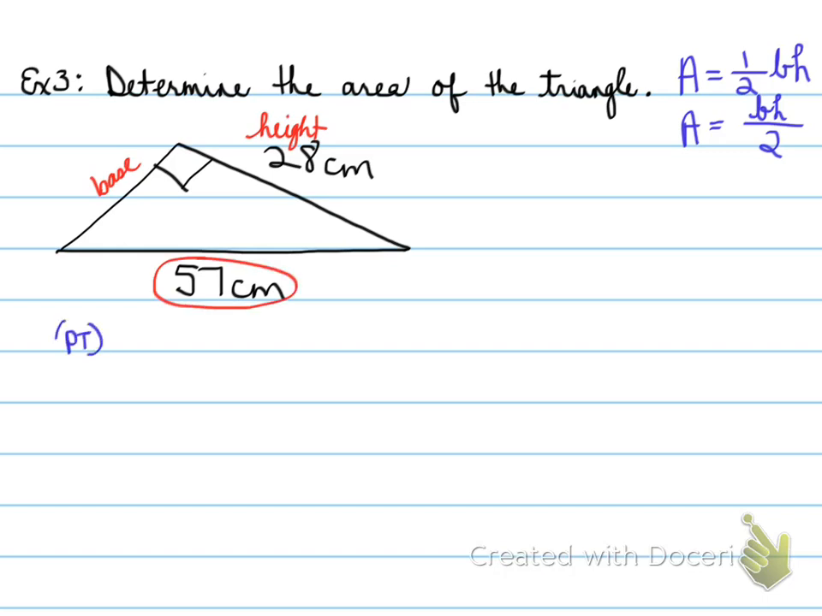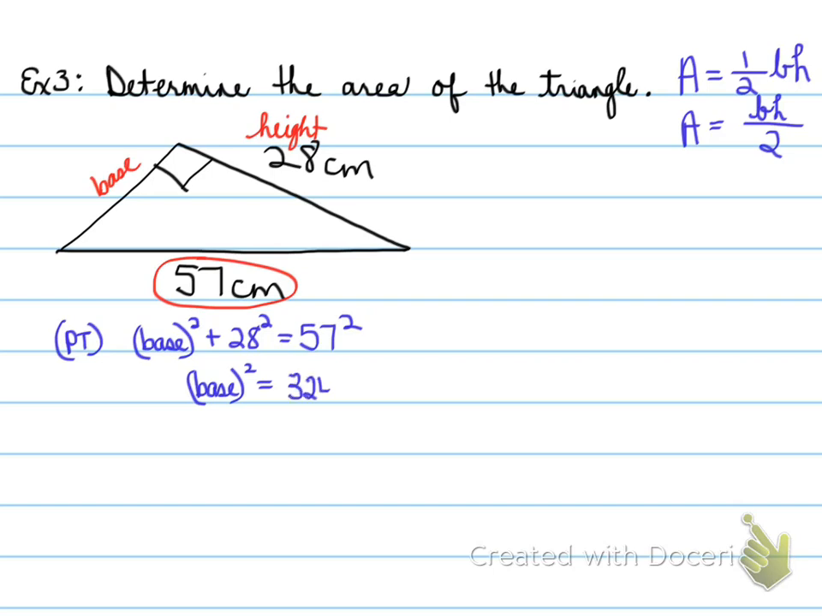Well, using the Pythagorean theorem, base squared plus 28 squared is equal to 57 squared. Because remember, the Pythagorean theorem says base squared plus height squared equals hypotenuse squared. So base squared plus 28 squared equals 57 squared. And I'm going to show you another way that you can represent your answer and you'll get full marks. And that is isolating for base squared.